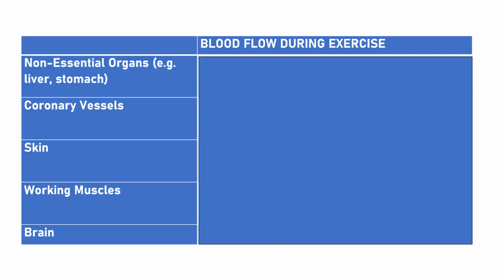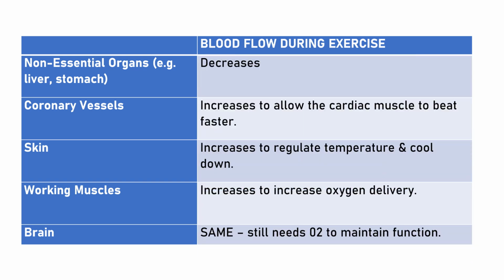What you need to know about is how blood flow to different areas is affected during exercise. If we have a quick look at the table, to the non-essential organs, blood flow decreases, and that's because of vasoconstriction. The coronary vessels, the blood vessels that feed the cardiac muscle, have an increase in blood flow because we need lots of oxygenated blood for that cardiac muscle to keep beating fast. We also have an increase of blood flow to the skin. So we'll have vasodilation of the arterioles at the skin, and the precapillary sphincters will relax to make sure that we can regulate temperature and cool down.